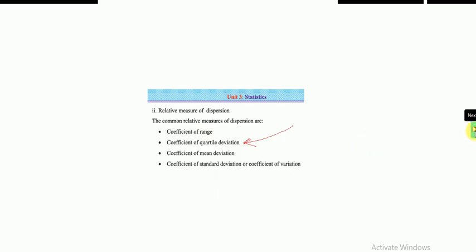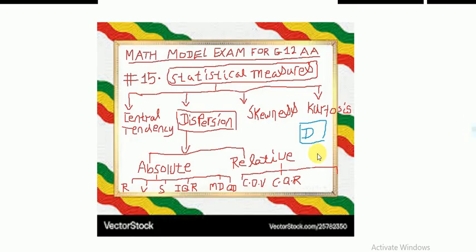there are different types of statistical measurements: measures of central tendency, measures of dispersion, measures of skewness, measures of kurtosis.